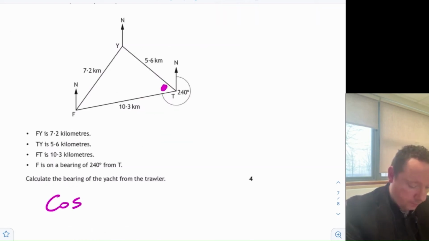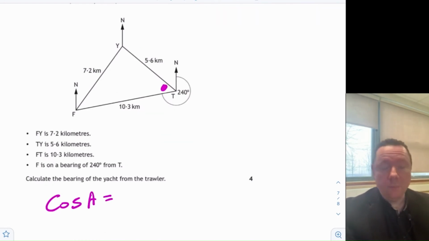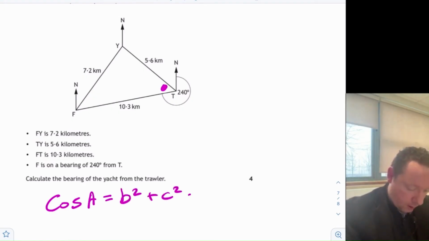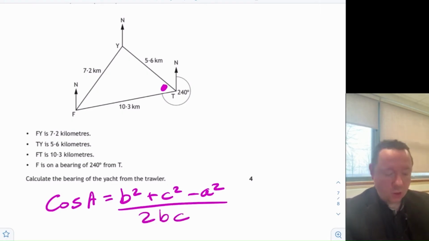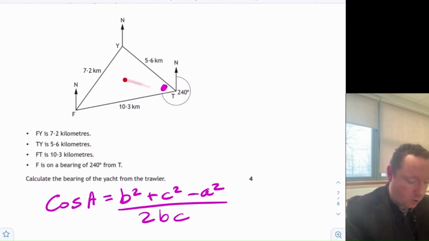Cos A is equal to B squared plus C squared minus A squared over 2BC. So quite often, again, you'll probably just want to mark your angle as angle A so that you can substitute properly, or you can always remember really that the one I'm taking away is opposite the angle and the other 2 are the ones that are adding. But let's just mark it A.